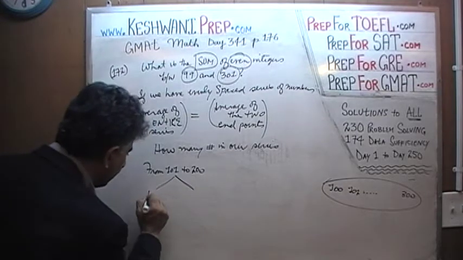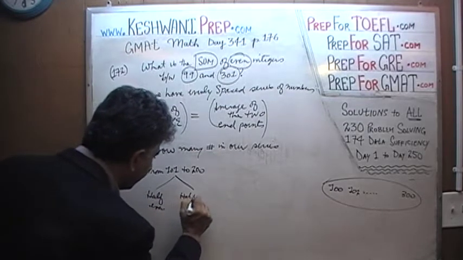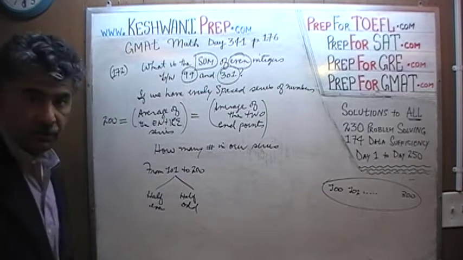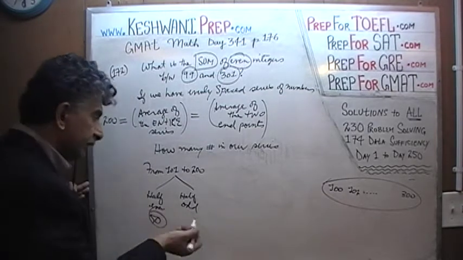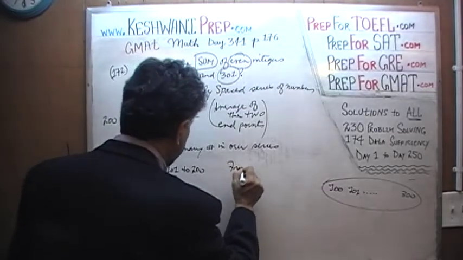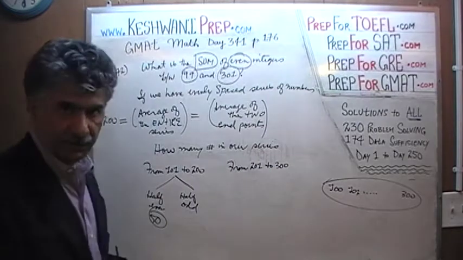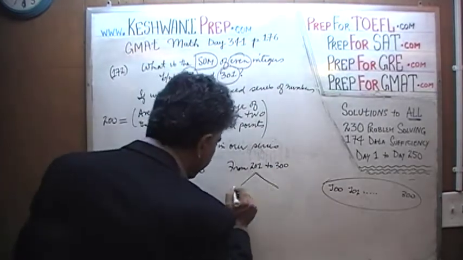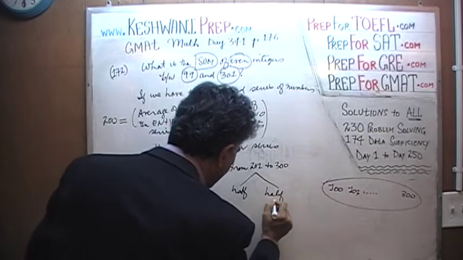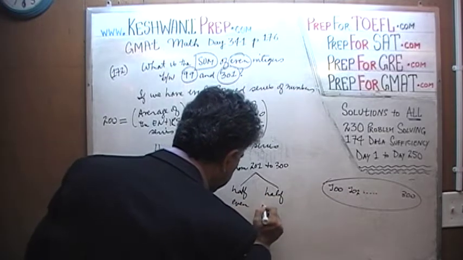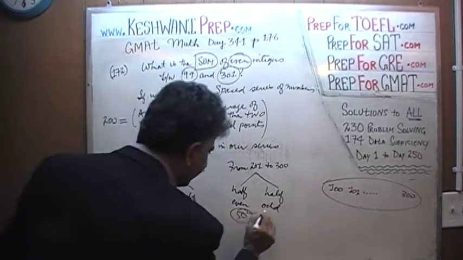Half of them are even, obviously, and half of them are odd. Nothing earth-shattering there, of course. Half of them are even, 50 of them are even. Similarly, from 201 to 300, again, nothing earth-shattering. Half of them are going to be even, and half are going to be odd. So there is 50 right here, there is 50 right here.